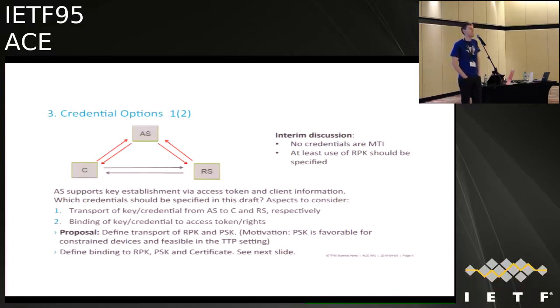So when I talk about raw public keys, what I mean in this context is the IoT device, the client, generates the public-private key pair and then sends the public key to the AS, which includes it in either the JSON web token or the CBOR web token that we're going to hear about later. And in some sense, with all the different claims, it may look like a certificate to a certain extent, but with a different encoding.